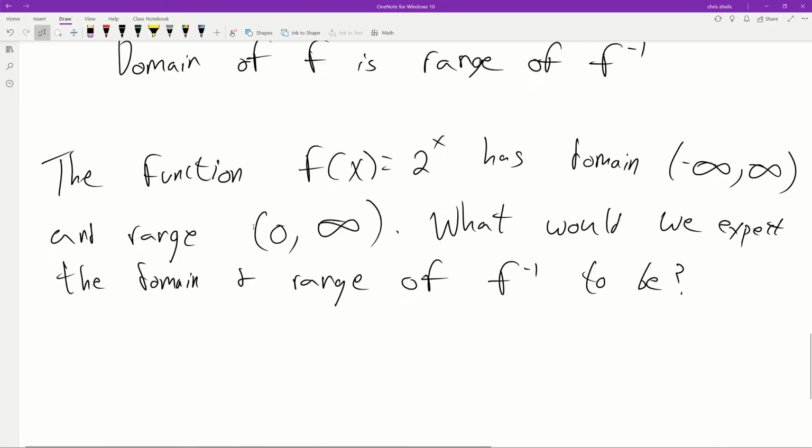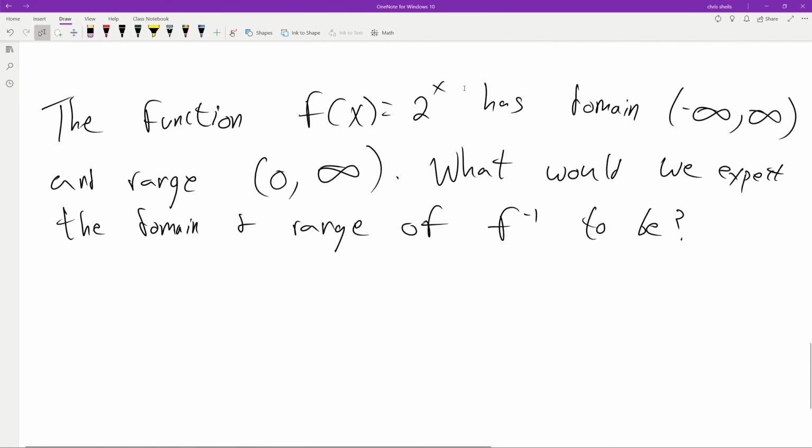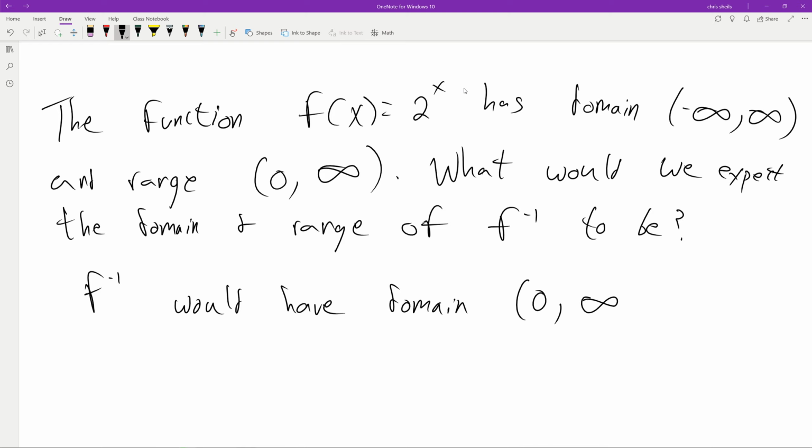Well, the domain of my original function is going to become the range of f inverse, and the range of my original function will become the domain of f inverse. I'm just swapping my domain and range here. So this means that f inverse would have domain 0 to infinity, and range negative infinity to infinity.